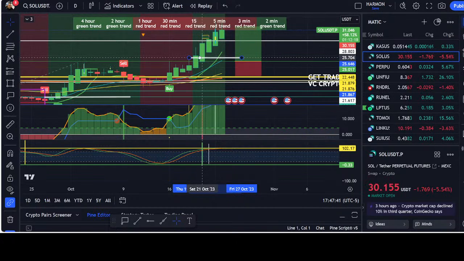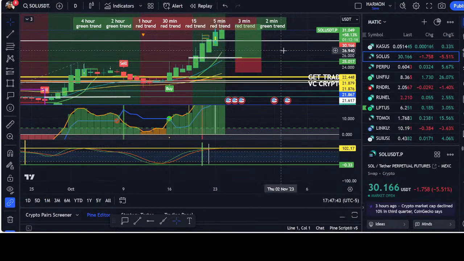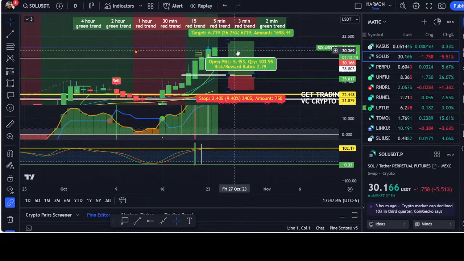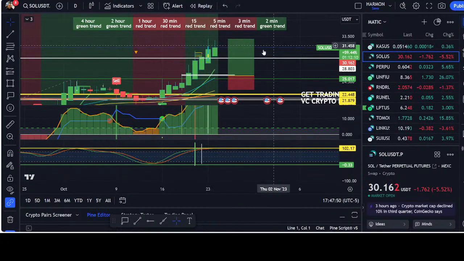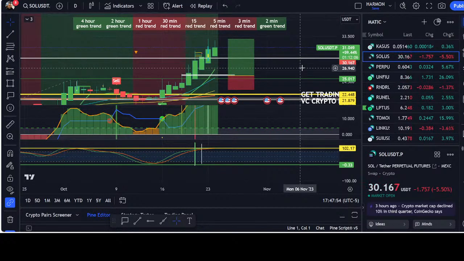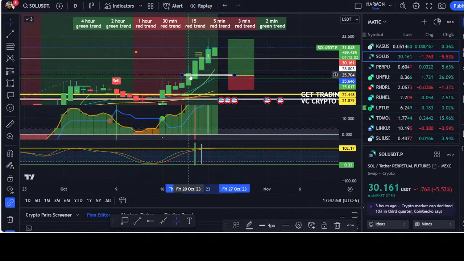Doesn't really matter where you bought. Even if you were terrible and bought up here, you're still running your position, your 30x, and you're still running a solid 28. You know what I mean? The secret is waiting for your entries. You should never have entered on the top of this candle because that's a daily.